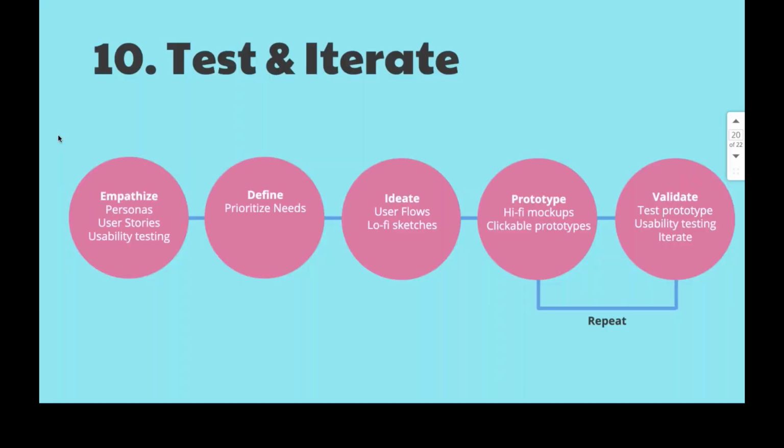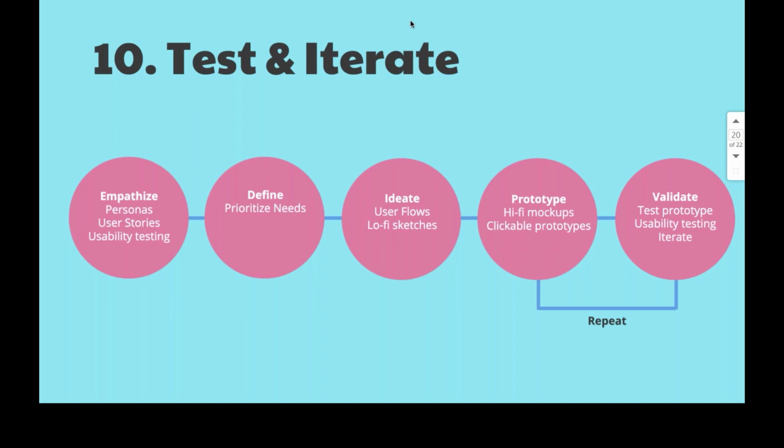And the last point is to test and iterate. So you start off the design process by building your personas, your user stories, doing your user interviews. Then you want to define and prioritize your needs, ideate, create your user flows, your sketches, your wireframes. Then you want to create those prototypes that are going to get tested.